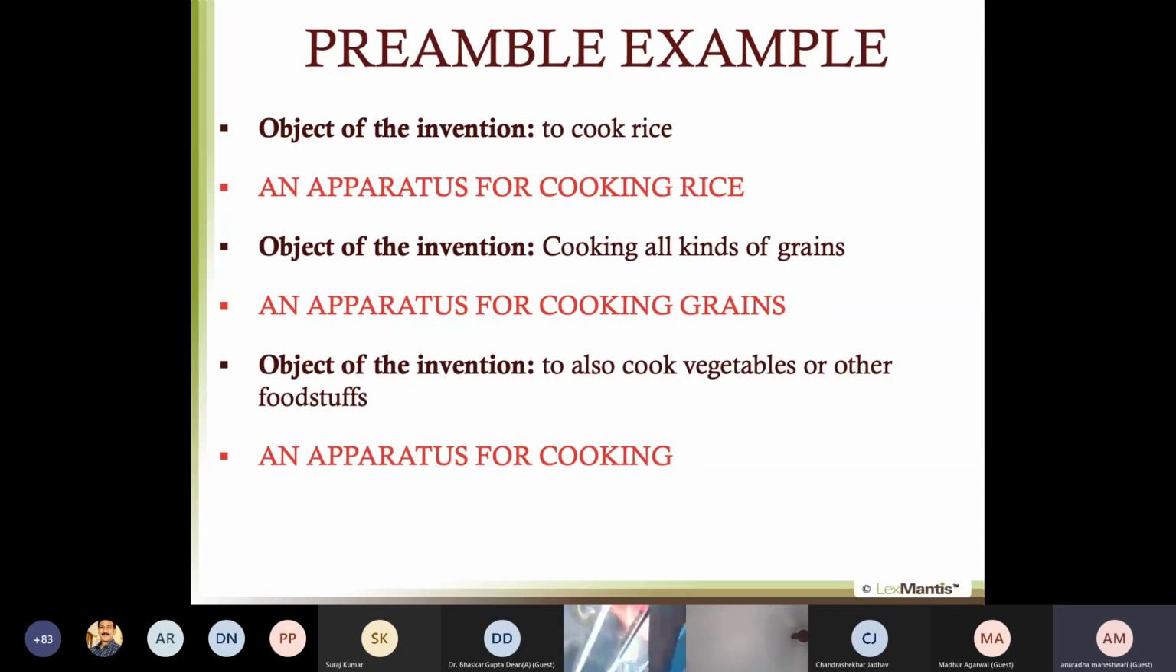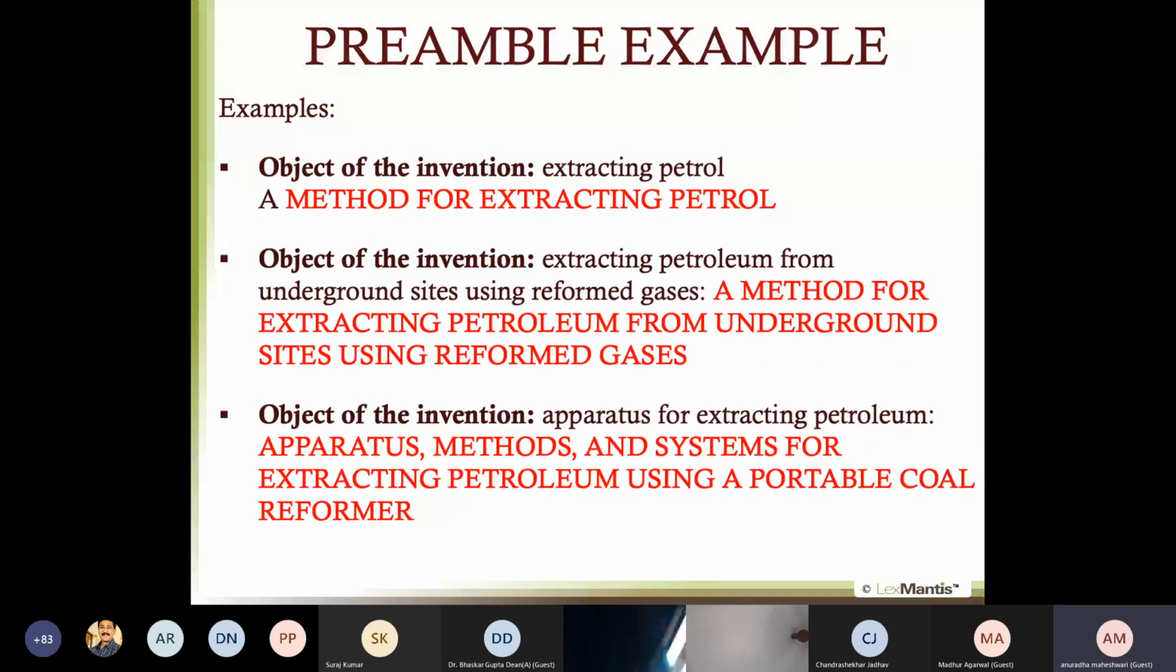Now look over here how the next one is written. It's an invention for cooking grains. So I write an apparatus for cooking grains. And then it's an invention for cooking vegetables also, and foodstuffs also. So I make it an apparatus for cooking. So it is generally for cooking all kinds of things. Similarly, there's an example, a method for extracting petrol. So I write a method for extracting petrol.